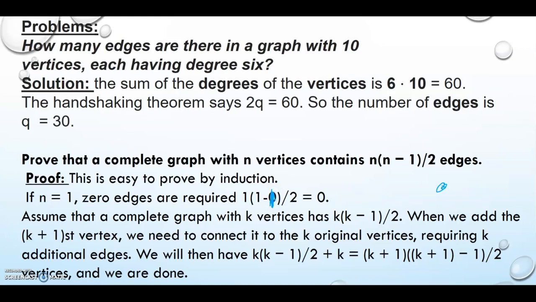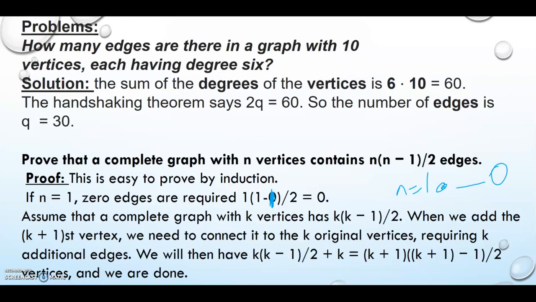So n into n minus 1 by 2 edges. How many edges are there for n equal to 1? It's a single point. For a single point, the edge is 0 only. Assume that a complete graph with k vertices has k into k minus 1 by 2 edges. When we add the k plus first vertex, for k vertices it is k into k minus 1 by 2.